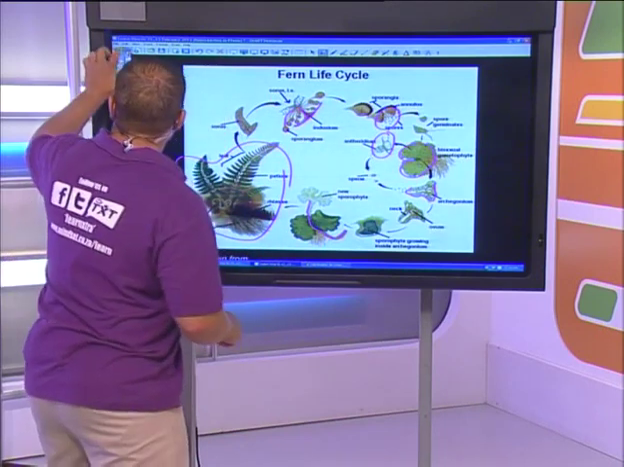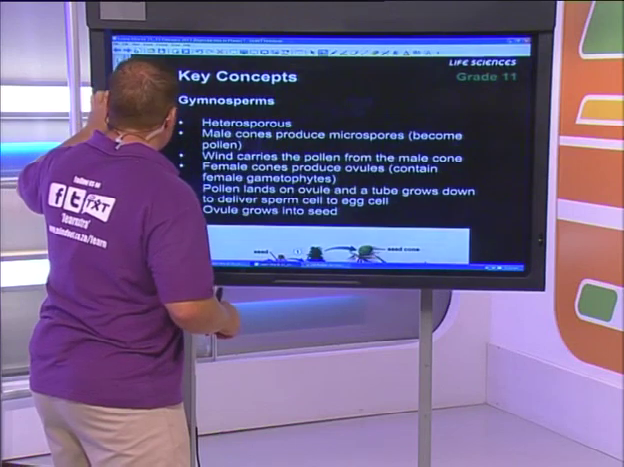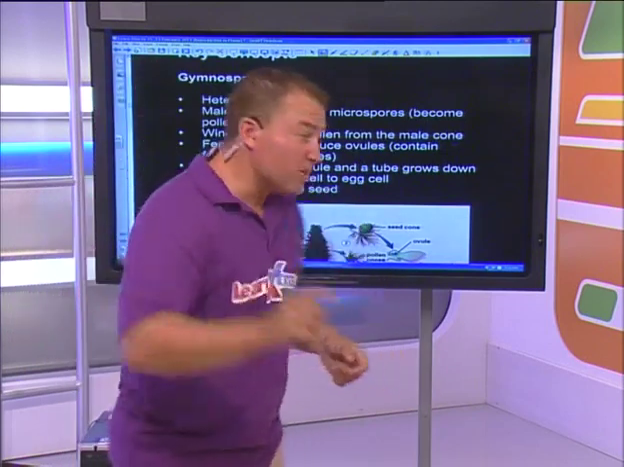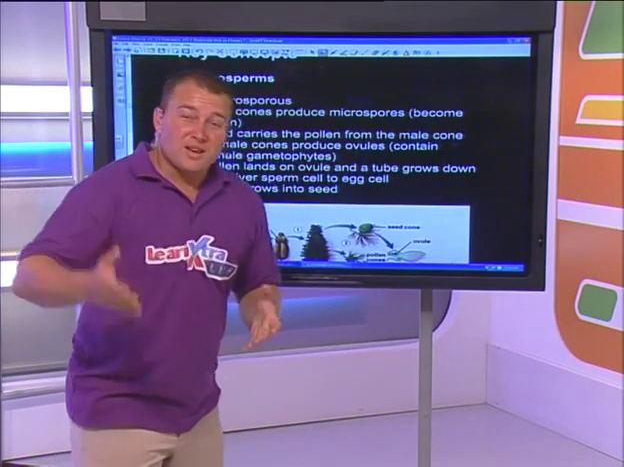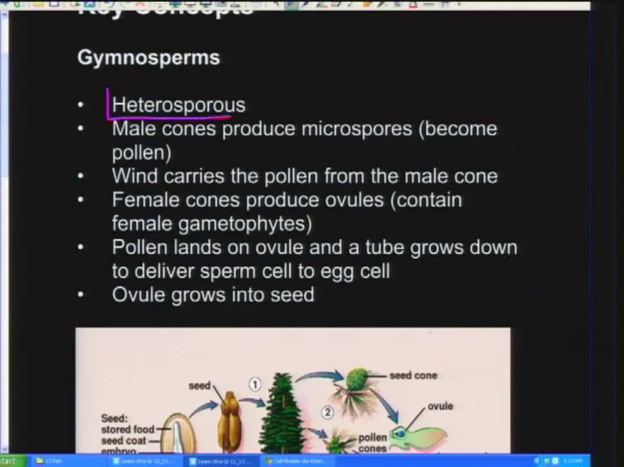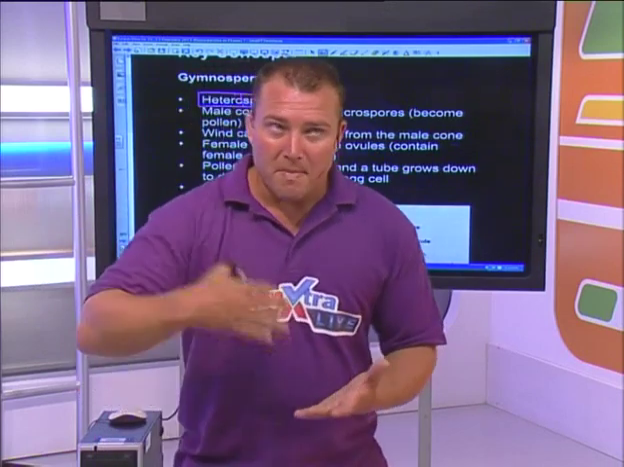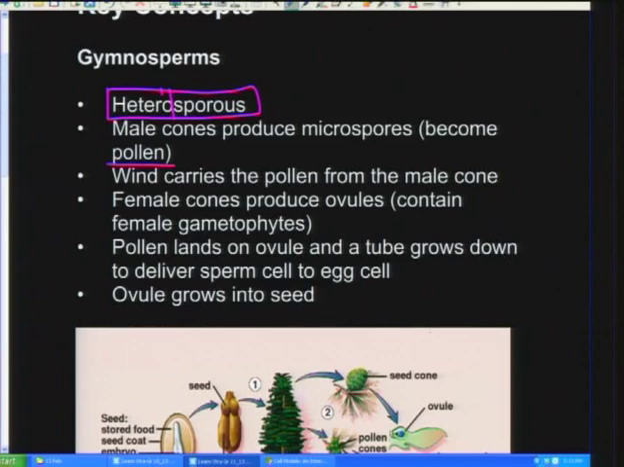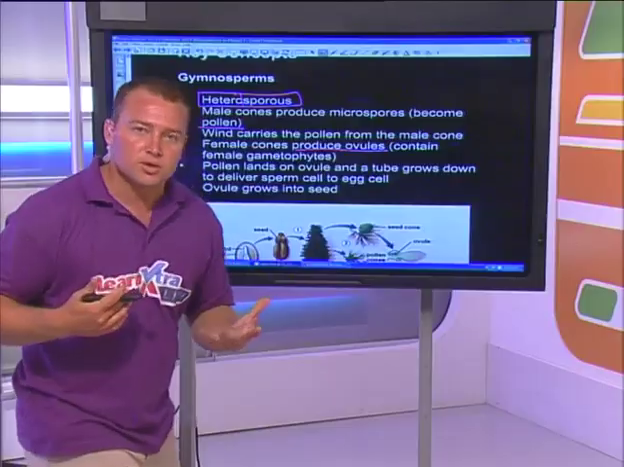Then the last one that I want to show you for this week is your gymnosperms. Now, your gymnosperms is very, very complicated. They're heterosporous. In other words, hetero meaning male and female on the same plant. I hope you remember that. The male cone produces pollen, and the female will produce eggs, of course. If we have a look at it, the female cone produces ovules, which is your eggs.